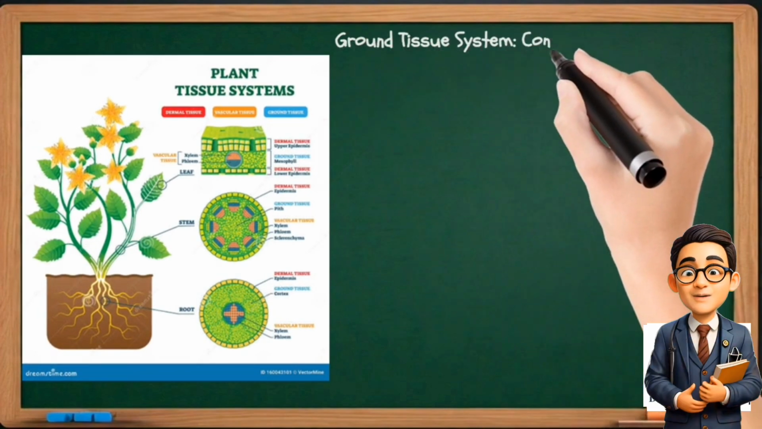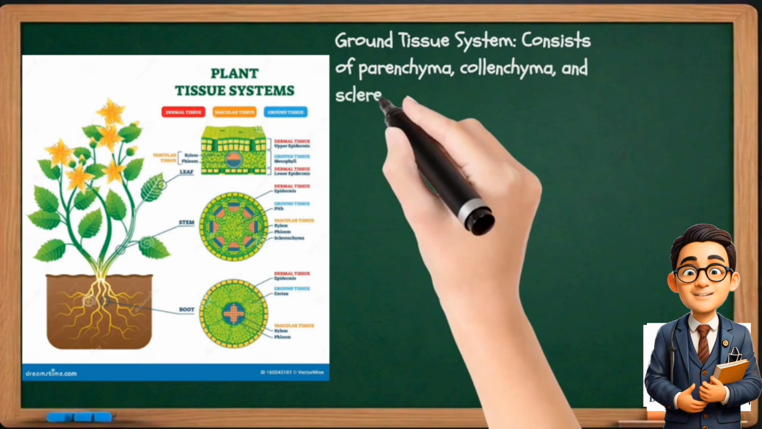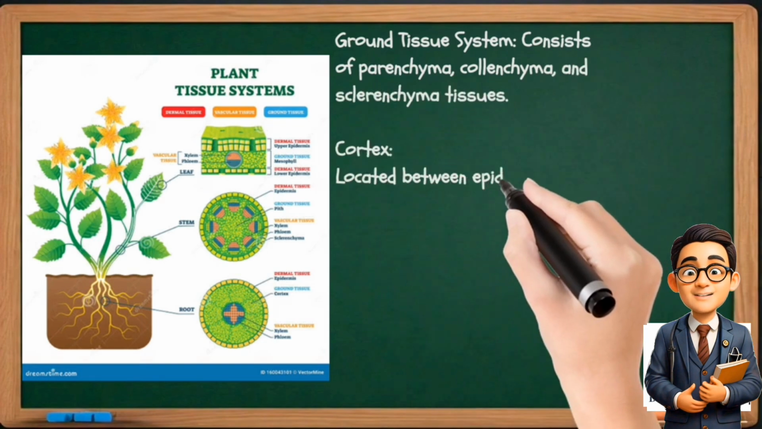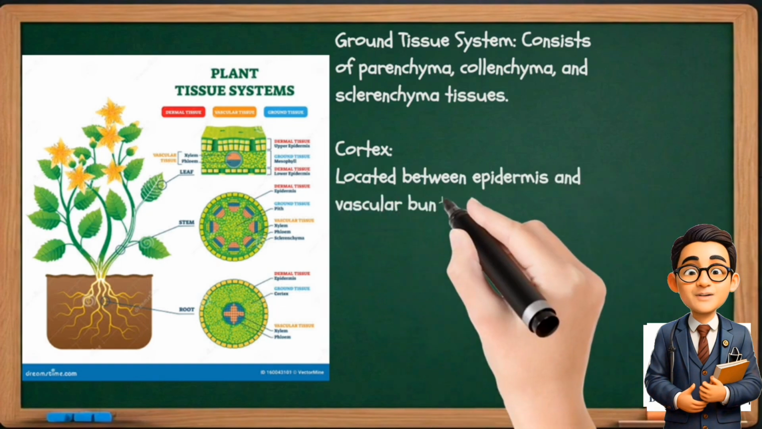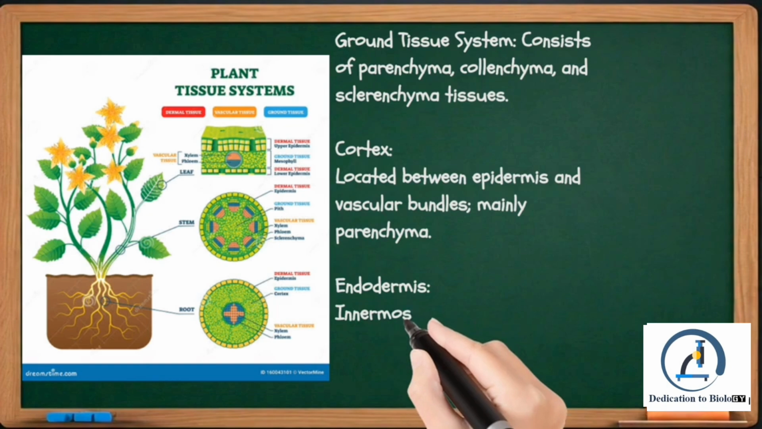Ground tissue system consists of parenchyma, collenchyma, and sclerenchyma tissues. Cortex, located between epidermis and vascular bundles, is mainly parenchyma. Endodermis, the innermost layer of cortex, regulates the flow of materials into the vascular system.